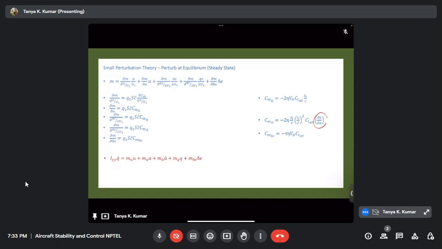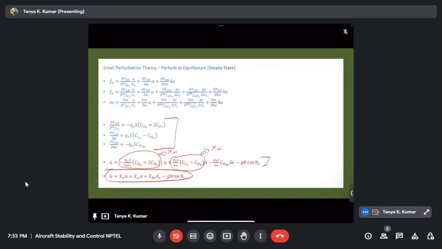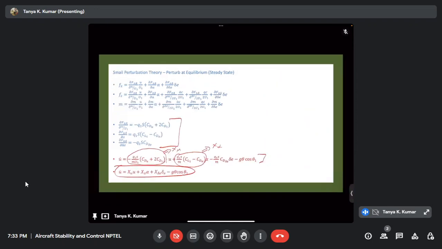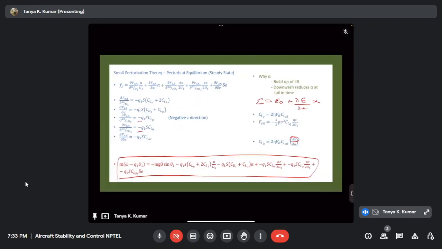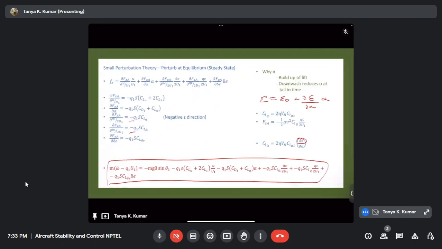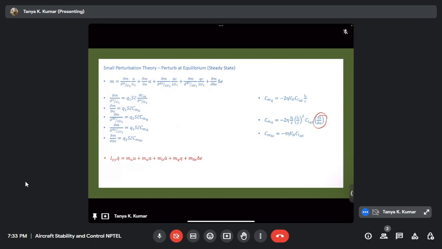Alright, so these are the three final equations of motion. Which three? This u dot, this w dot, and this q dot. Okay, now let's look at some of the questions.